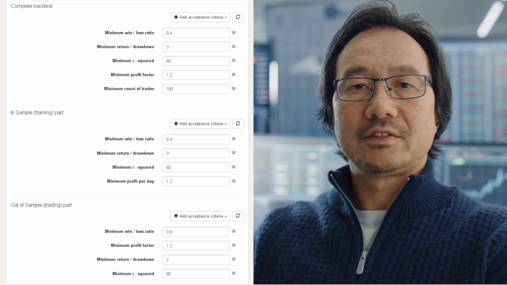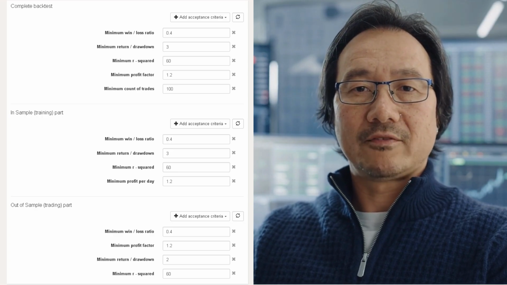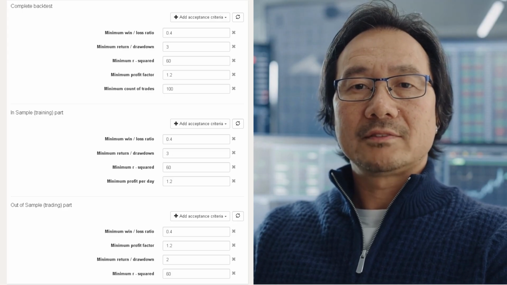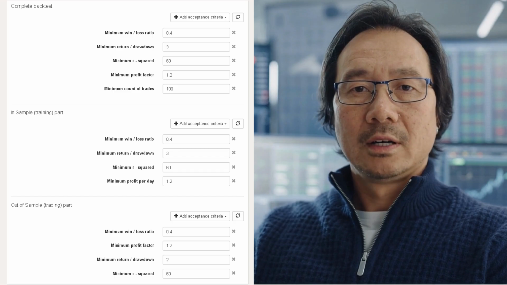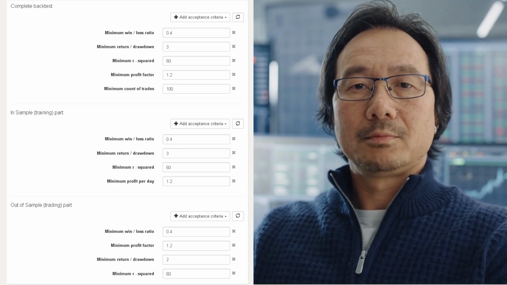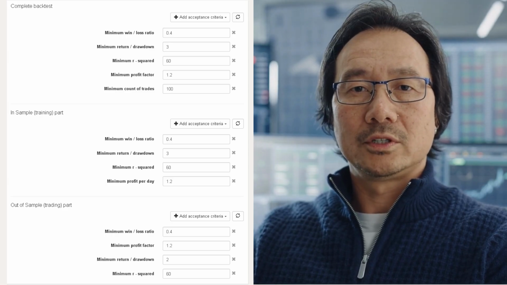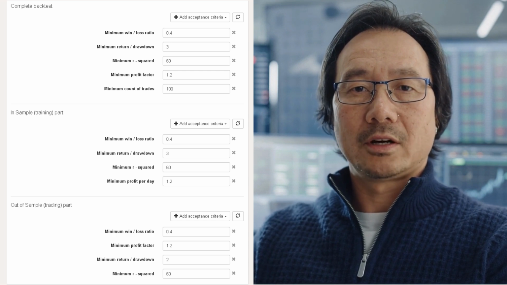Why? Because if the strategy only looks okay on the whole backtest, but the training chunk itself is messy or barely profitable, that's a red flag. For the out-of-sample part, I simplify it even more. Minimum win-loss ratio, 0.4. Minimum profit factor, same ballpark, for example 1.1 to 1.2, depending on how strict you want to be. I'm not expecting perfection on OOS.